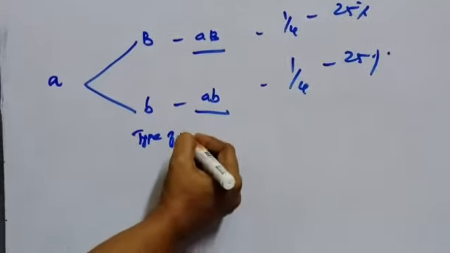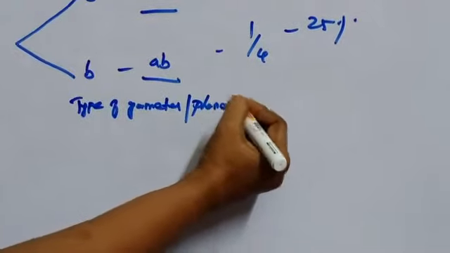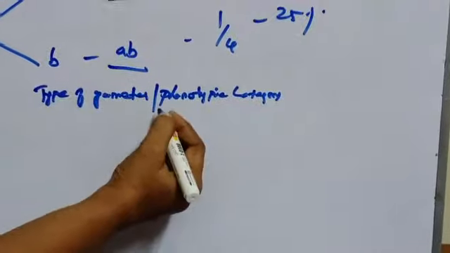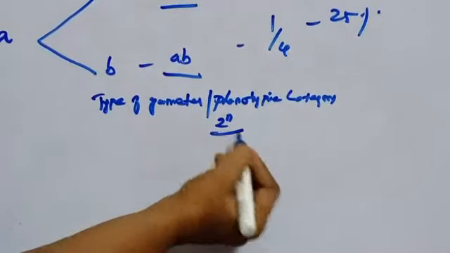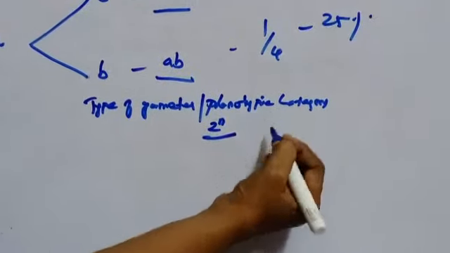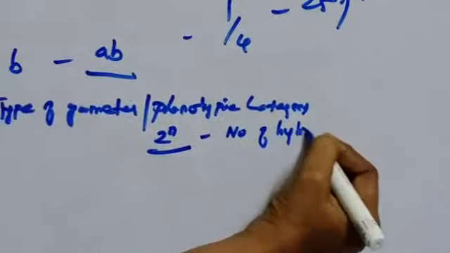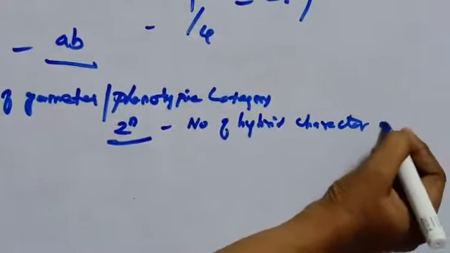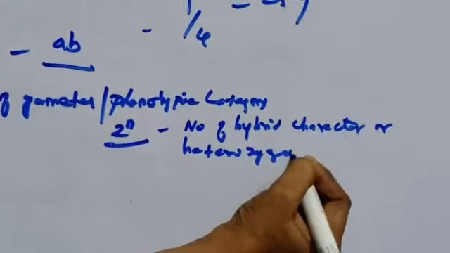Types of gametes according to phenotypic category. You can use the formula 2 to the power n. You must know what is meant by n. N is the number of hybrid characters or heterozygous pairs.